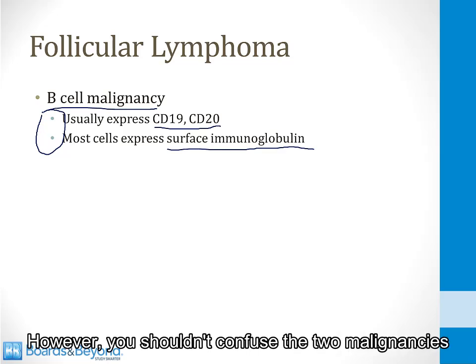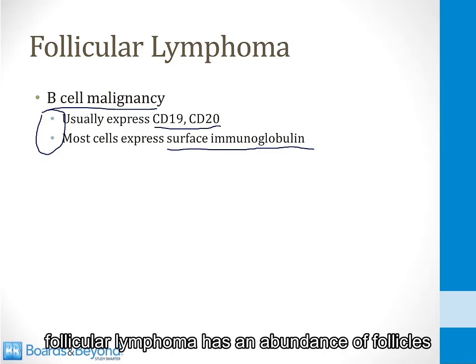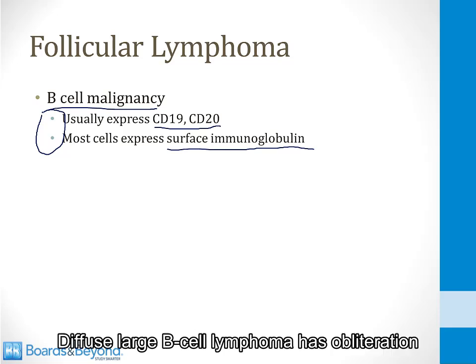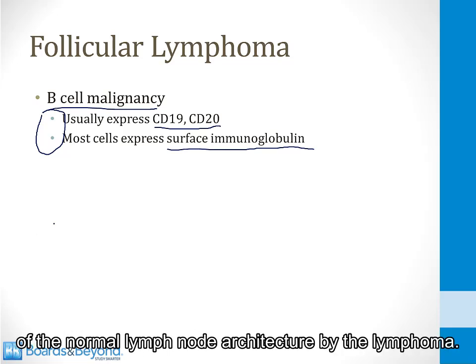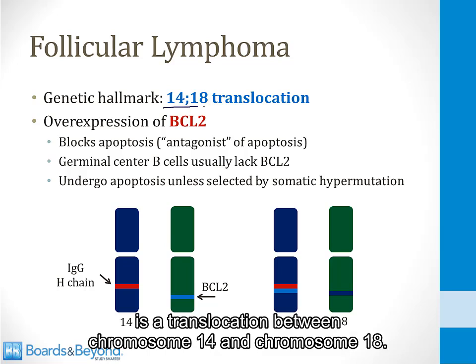However, you shouldn't confuse the two malignancies because, as we saw in the last slide, follicular lymphoma has an abundance of follicles in the biopsy specimen. Diffuse large B-cell lymphoma has obliteration of the normal lymph node architecture by the lymphoma. The genetic hallmark of follicular lymphoma is a translocation between chromosome 14 and chromosome 18.